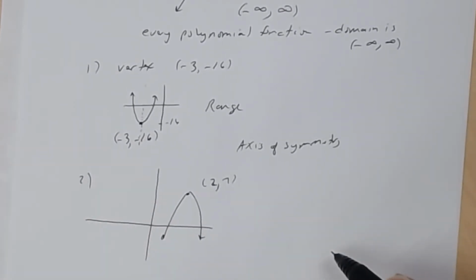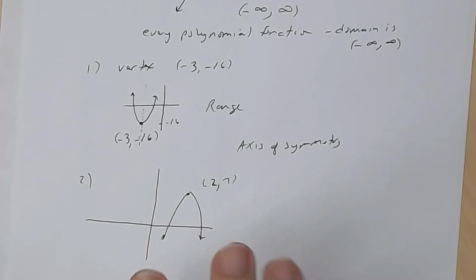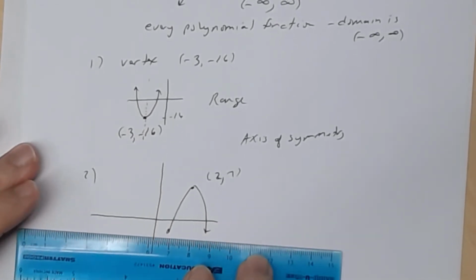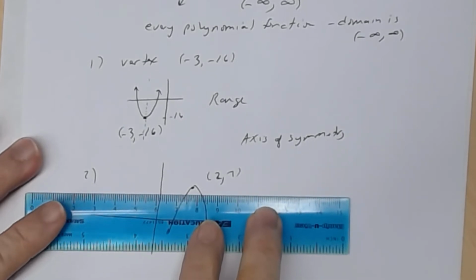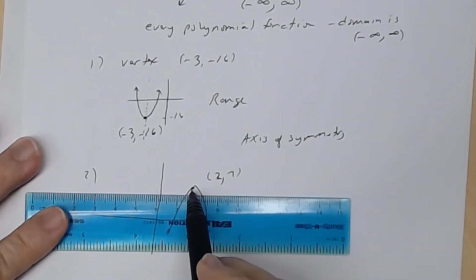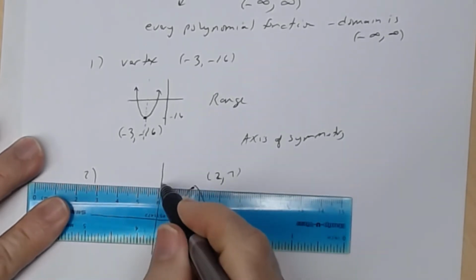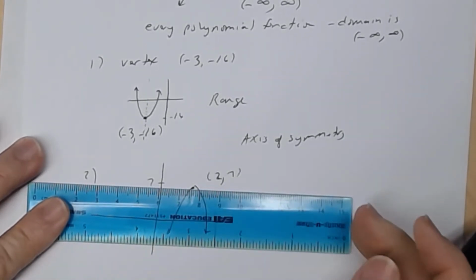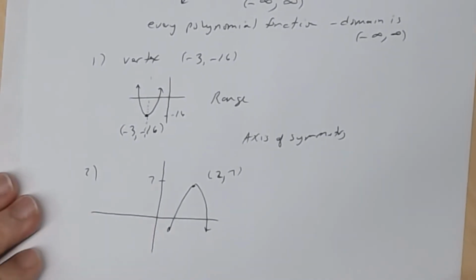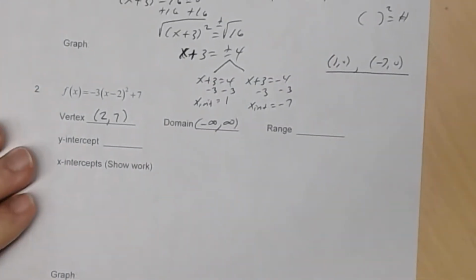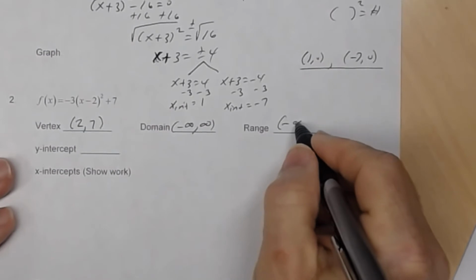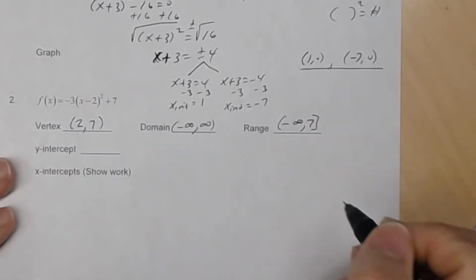And so therefore you know the range. You see how your parabola is opening down, the arrows are going down, so you're going from negative infinity all the way up. The vertex here is a maximum point, so the largest y value, because that's the range, is 7. So the range is from negative infinity to 7 with a bracket.